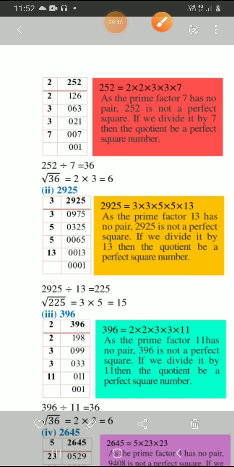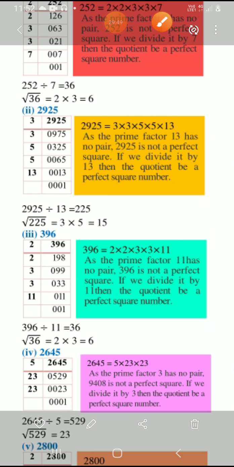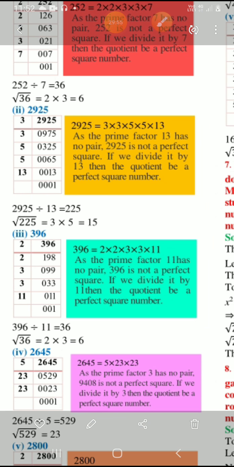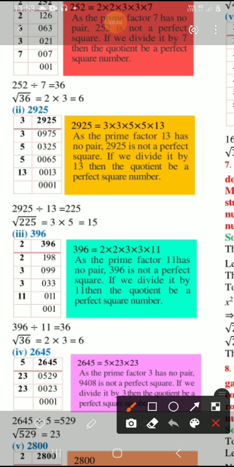And the second one, you can see, is done the same way: 2925. Again we have divided with 3 and 5. Next, 13 ones are 13. So we must divide 2925 by 13. Look here, we must divide it by 13. So when 2925 is divided by 13, the answer comes as 225, right? The square root of 225 is 3 into 5, because we get 2 pairs, 3 and 5. 3 fives are 15. So the final answer comes as 15, right?